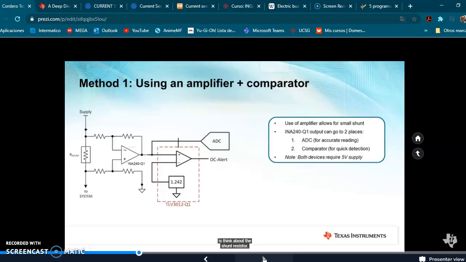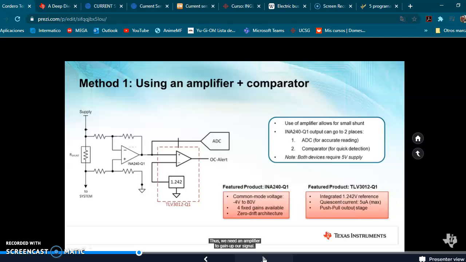How do I know if I need an amplifier? To answer this question, all we need to do is think about the shunt resistor. In order to minimize power dissipation, we need to make that resistor value as small as possible. However, if we make it too small, the signal will be too tiny for either the ADC or comparator to interpret. Thus, we need an amplifier to gain up our signal.